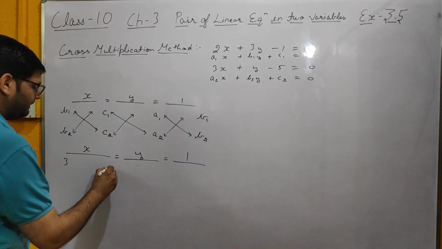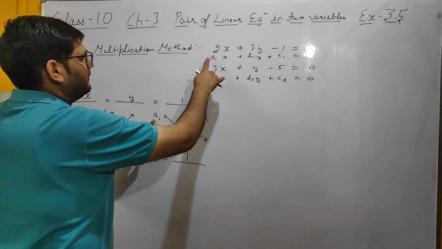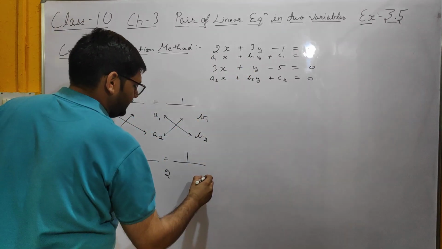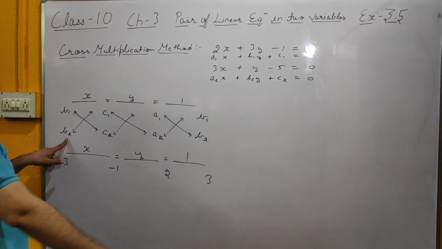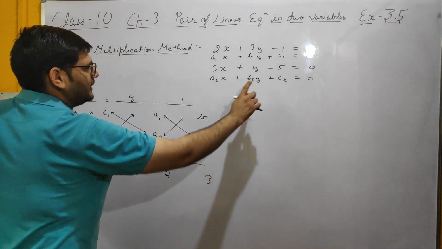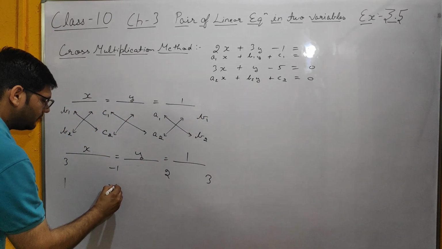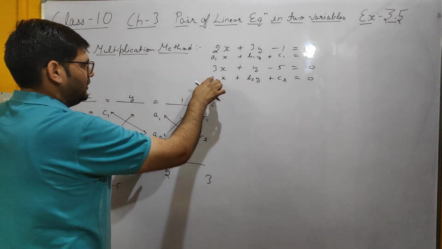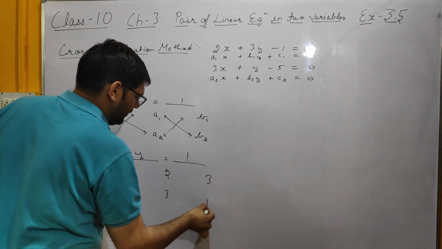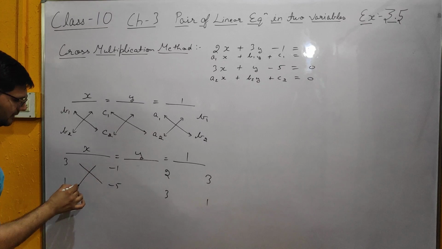Minus 1. Then what is a1? It is 2. Then what is b1? It is 3. Then what is b2? It is 1. What is c2? It is minus 5. Then what is a2? a2 is 3. What is b2? b2 is again 1. Now just cross multiply them.